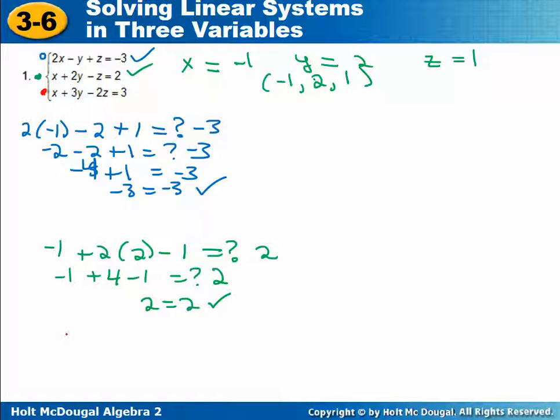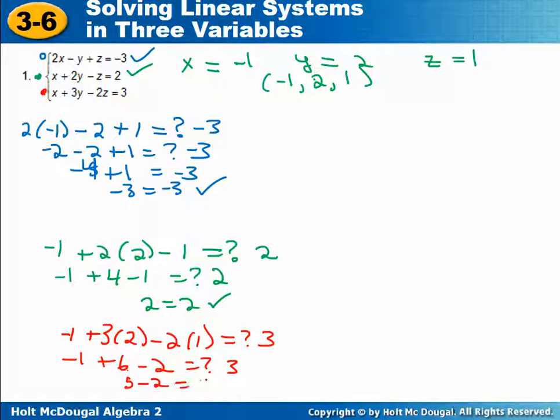All right, the third one is x is negative 1 plus 3 times y. And y is 2. And z is 1. And I want to see if that's equal to 3. So negative 1 plus 6 minus 2. Does that equal 3? Negative 1 plus 6 is 5. And 5 minus 2 is 3. 3 equals 3. It works. So it worked in all three equations, my point, so then this indeed is the solution to this problem.